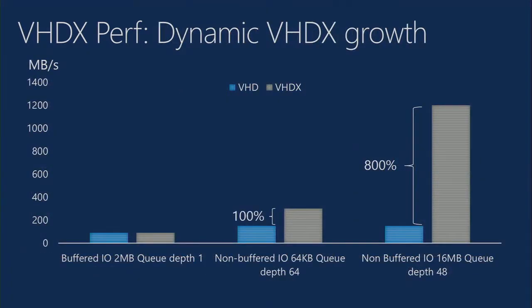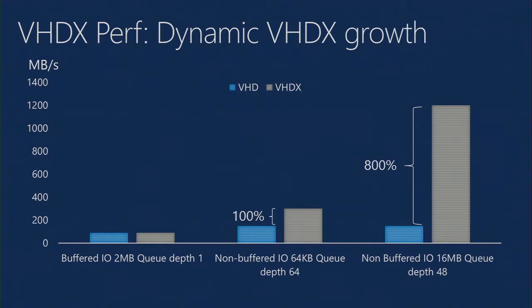And then finally, the growth part. We have noticed a 100% improvement for 64 KB non-buffered writes at a queue depth of 64, and actually, what you saw was a 1,000% improvement, a 10x improvement, when we had non-buffered I/O with 16 MB at a queue depth of 48.